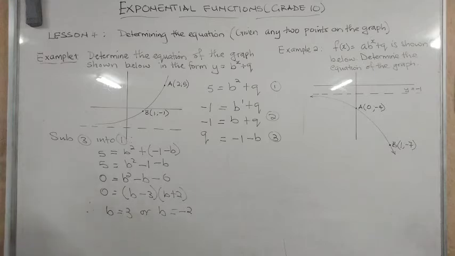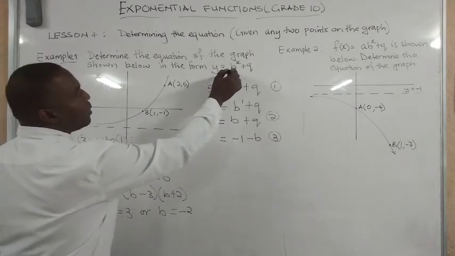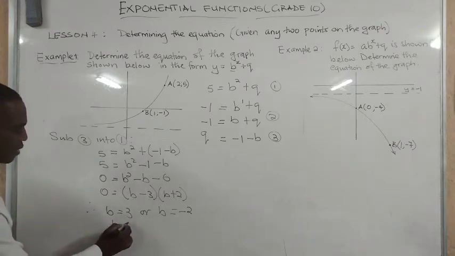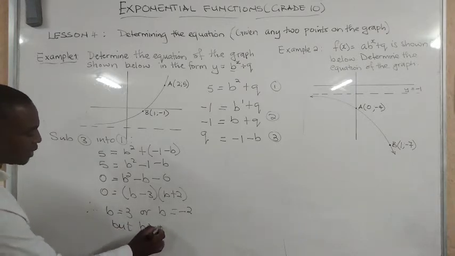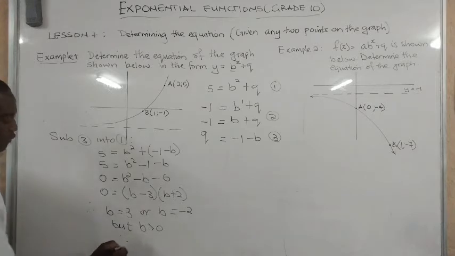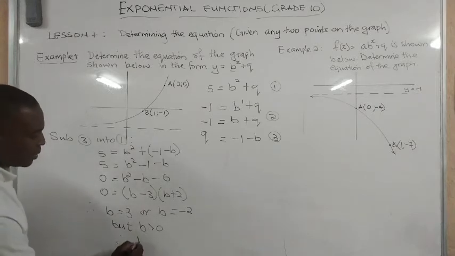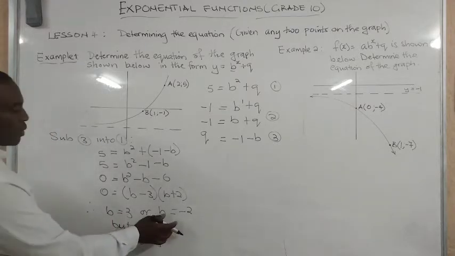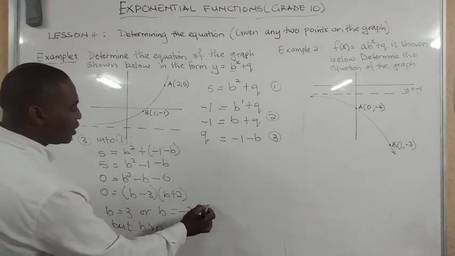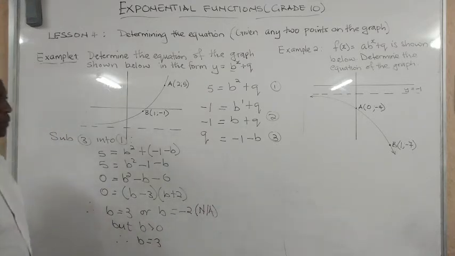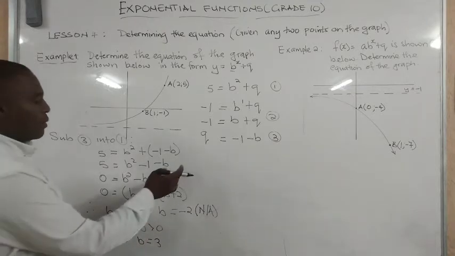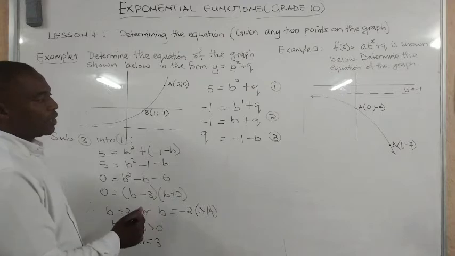But let's remember the condition on b every time. b must be greater than 0. Therefore, b should be equal to 3. So it means we are going to ignore this one. You can even write this one is not applicable. Alright, then moving on, we have the value of b, which is 3.